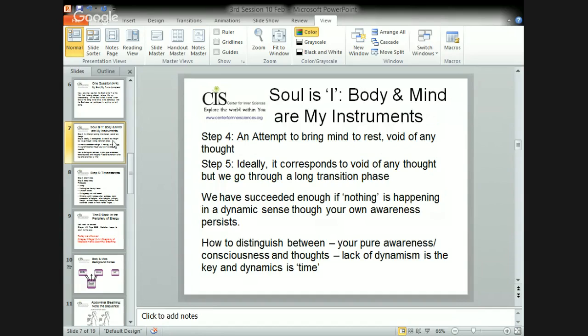And that is what I want to say. There is a long list of dynamics there, and lack of dynamism is the key. And that dynamics, I am using the word time there. So, if something is happening, there is a concept of time. If something is moving, that means there is time. So, if you are deeply in step 5, when absolutely nothing is happening, I will use the word timelessness.